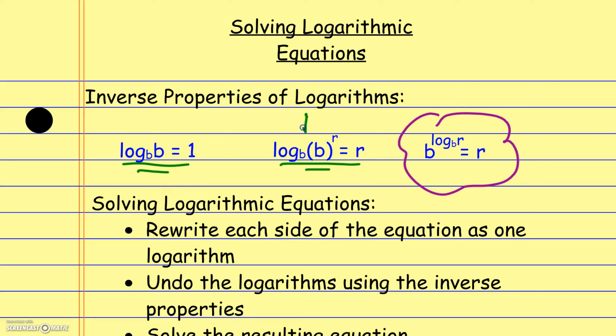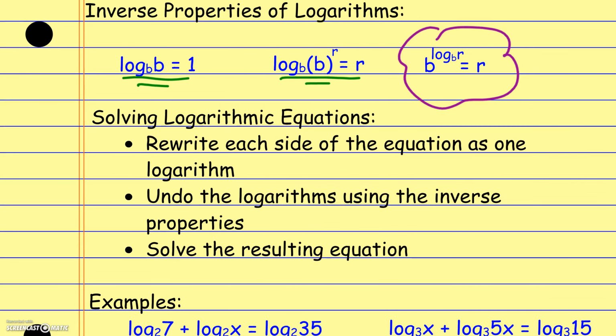When we look at this guy, here the logarithm is canceling out the exponential function. Here the exponential function is canceling out the logarithm, okay? So really it's the same property, but written in a different order, all right? But this, again, this third one is the one we're really going to use today, all right? So what we do when we solve logarithmic equations, we're going to rewrite each side of the equation as one logarithm. We got to condense this thing down to a single logarithm on each side. Then we're going to undo the logarithm using the inverse properties, specifically that last inverse property to cancel out the logarithm. And then we're going to solve what's left.